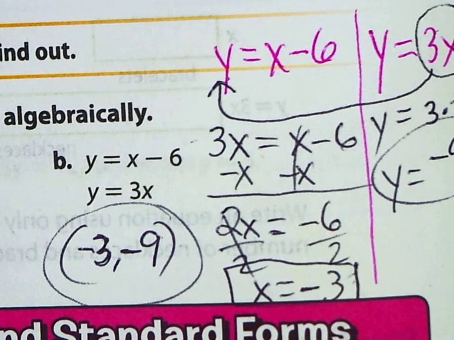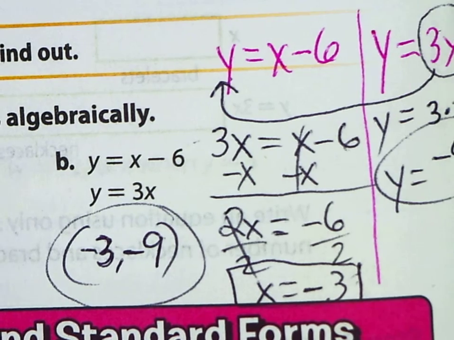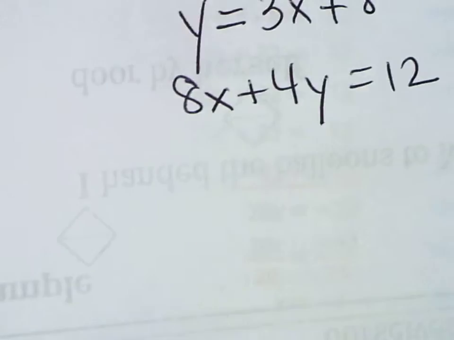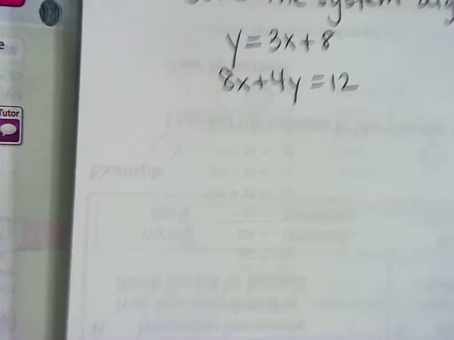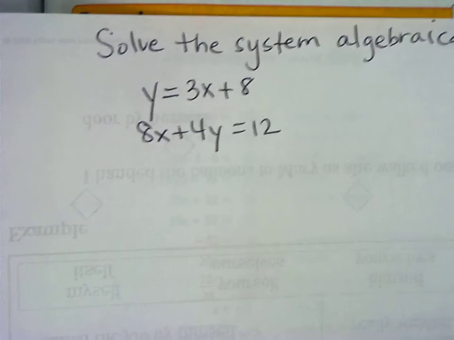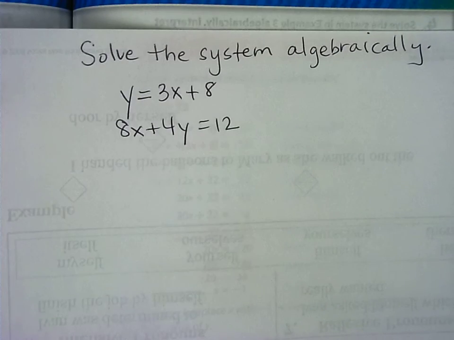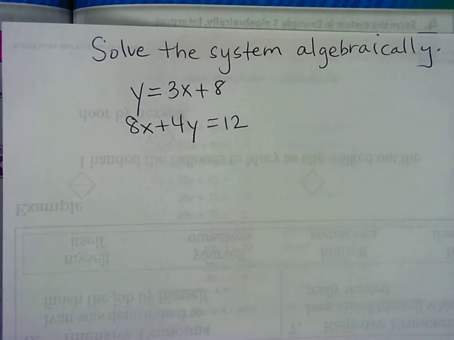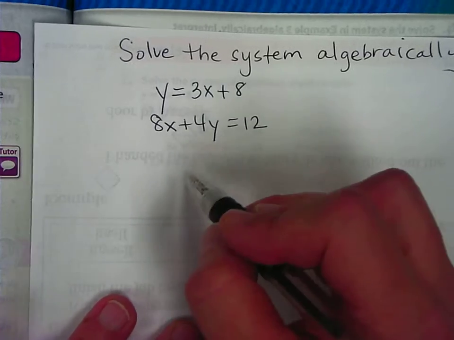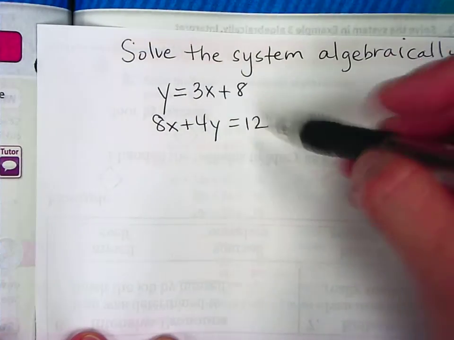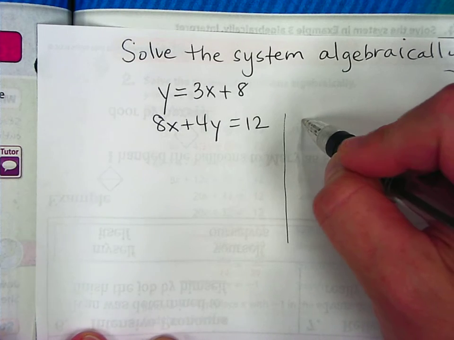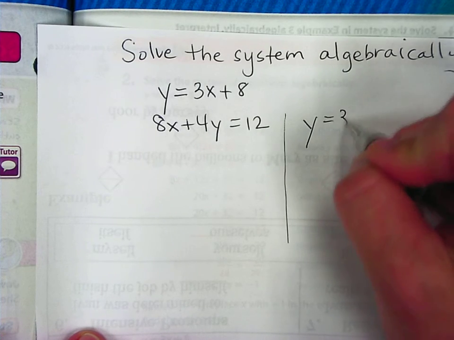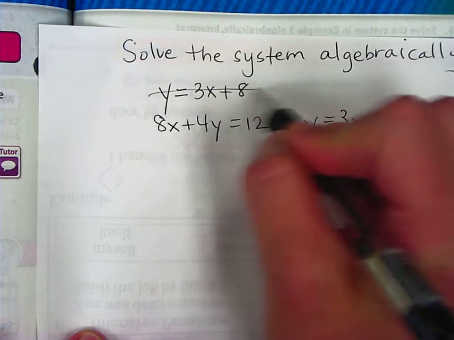Okay, let's try another one. Let's take a look at solving this system algebraically. Okay, so write this down in your book wherever you have room. We're going to write these two equations down side by side. Since I already have this one right here, I'll just put this top one right here next to it. So y equals 3x plus 8.